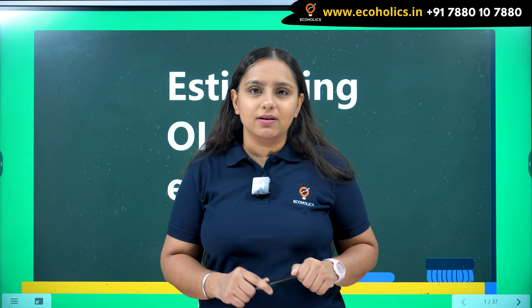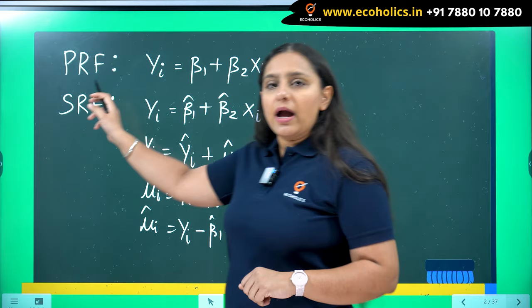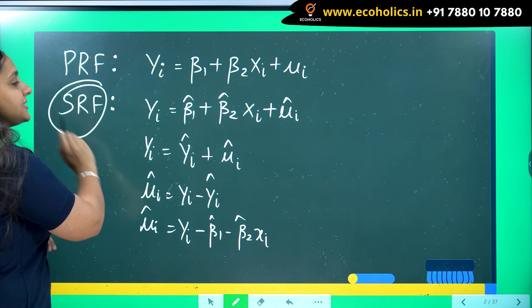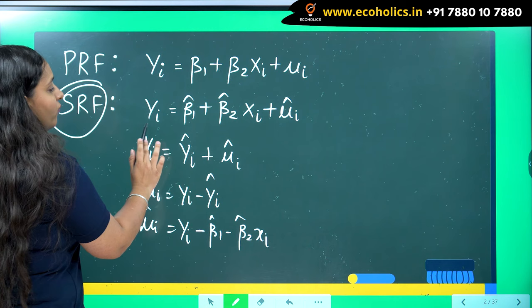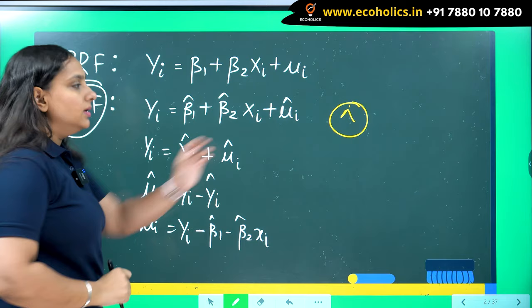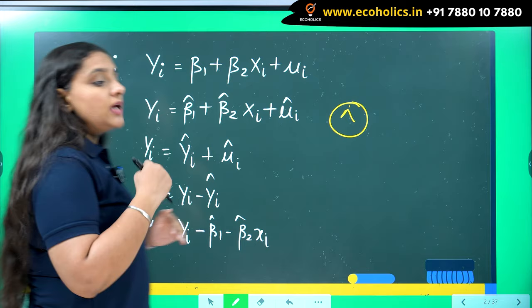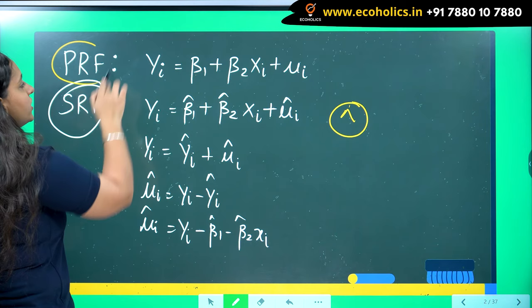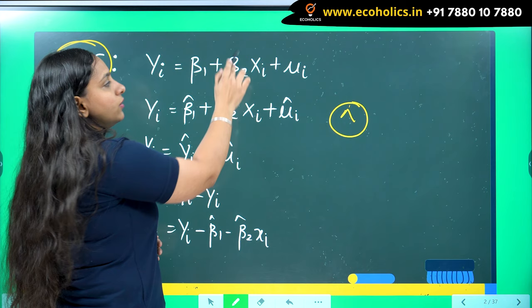So let's see what we have to do. This is my population regression function, which is given to me in the first equation. Now, to estimate my population regression function, I take help of the sample regression function over here. It is given by yi equals beta 1 hat plus beta 2 hat xi plus mu i hat. Wherever I put a hat symbol, it represents sample estimation, because when I am finding the value through a sample, I am estimating the values. Beta 1 hat is the estimator of beta 1 from my population regression function. Similarly, beta 2 hat is the estimator for beta 2, and mu i hat is the estimator of mu i. So this is how it is given.